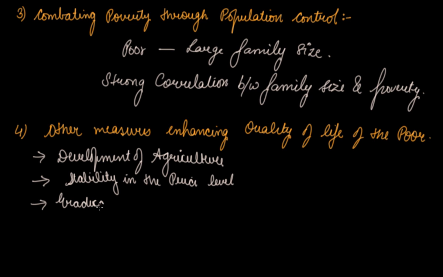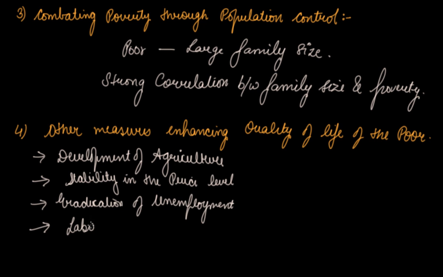Eradication of unemployment. See, special measures are being taken by the government to eradicate unemployment, underemployment, and disguised unemployment. As more and more industries, construction activities and infrastructure activities are taken up by the government, more and more workers will be employed, and ultimately it will reduce poverty because they will be able to earn some income out of it.